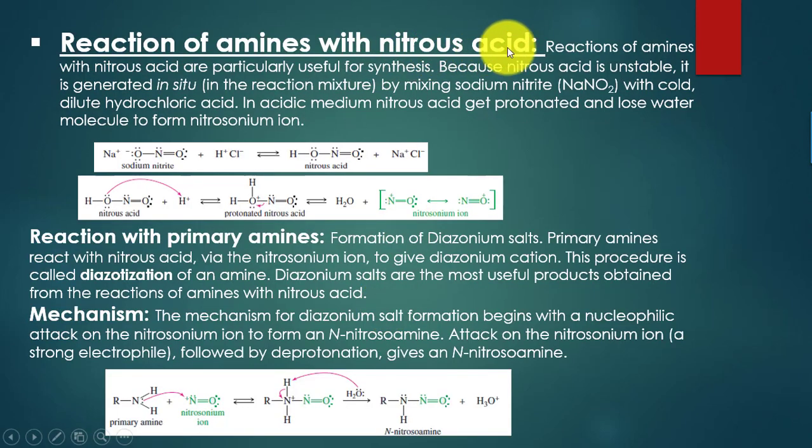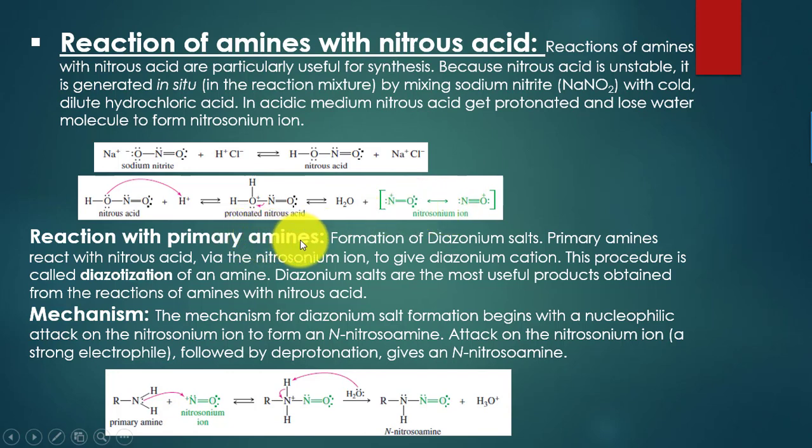Reaction of amine with nitrous acid. Reactions of amines with nitrous acid are particularly useful for synthesis. Because nitrous acid is unstable, it can be generated in situ. It means that it is prepared inside the reaction mixture because it readily decomposes. And it is prepared by mixing sodium nitrite with cold hydrochloric acid in acidic medium. Nitrous acid gets protonated, and loss of a water molecule leads to the formation of nitrosonium ion.